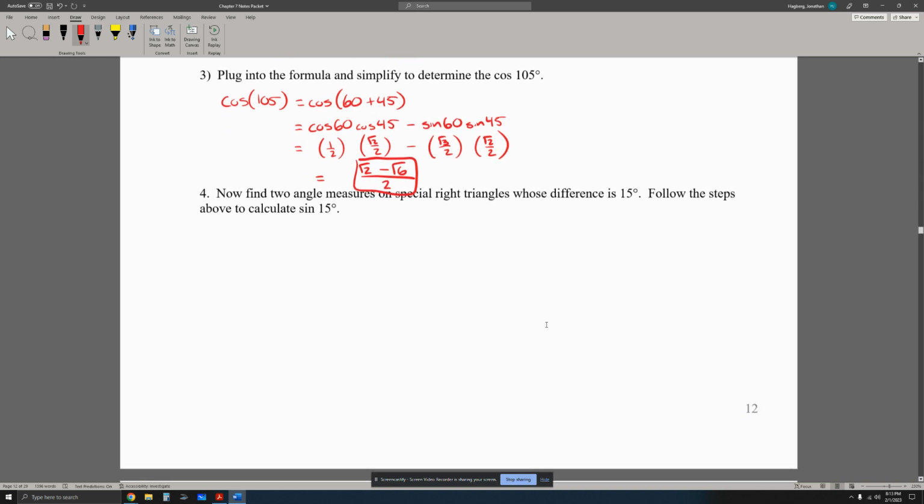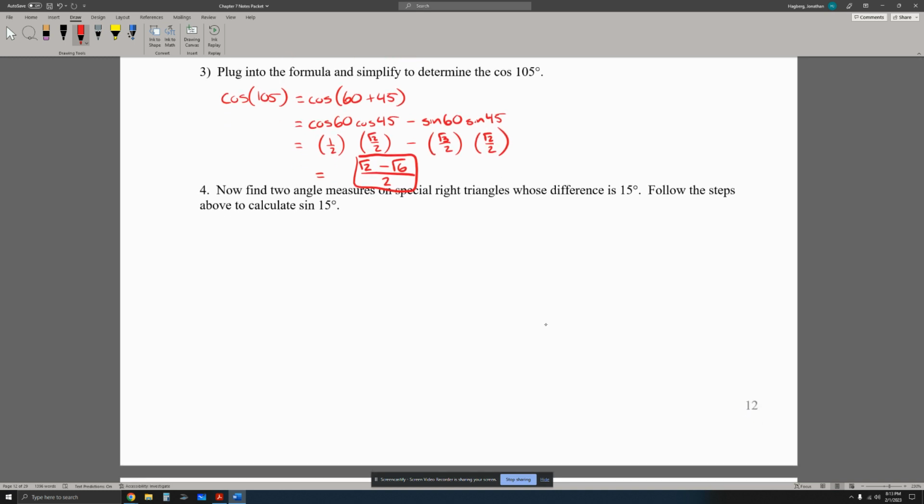Now let's consider the sine of 15 degrees. For the sine of 15 degrees, we're going to follow a similar process as we did above. We're looking for two special right triangles, those reference angles, whose difference is 15 degrees. So I know that the sine of 60 minus 45 is equal to the sine of 15. 60 minus 45 is equal to 15.